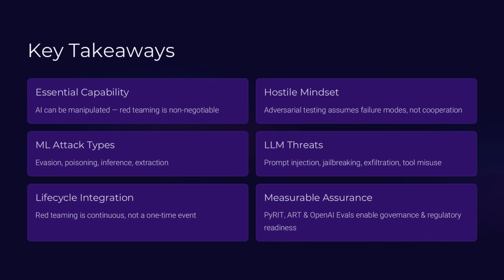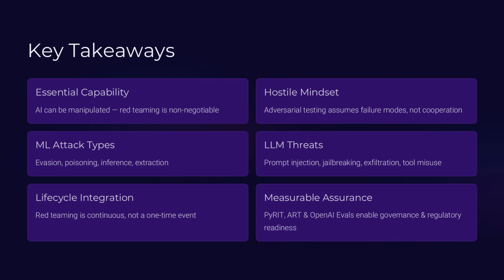Adversarial machine learning attacks target model behavior through evasion, poisoning, inference, and extraction techniques. Large language model red teaming focuses on prompt injection, jailbreaking, retrieval manipulation, data exfiltration, and tool misuse. Robustness testing measures stability under variation and adversarial conditions, and instability can be exploited.